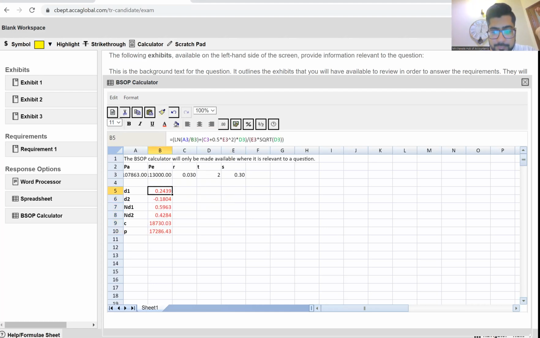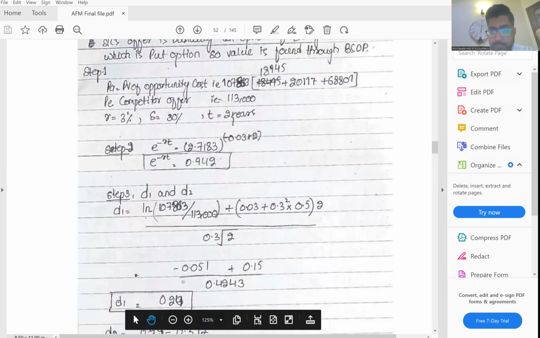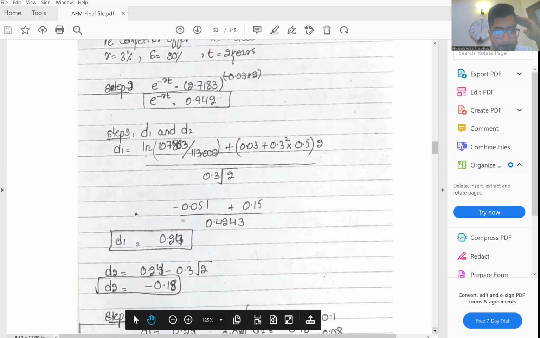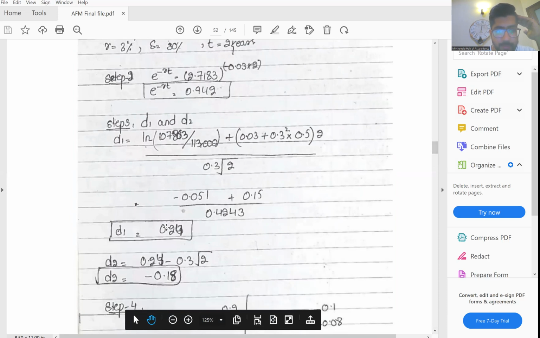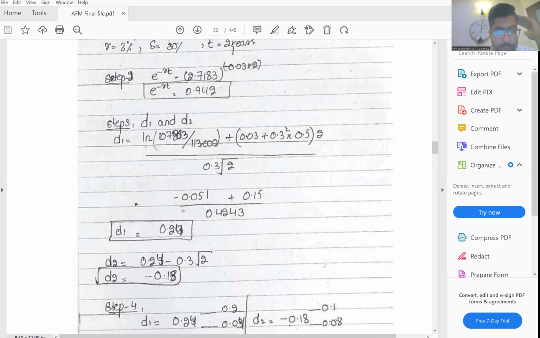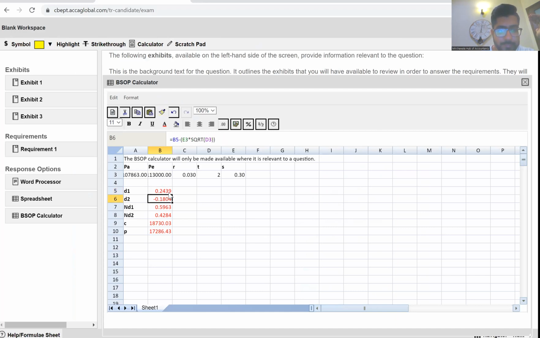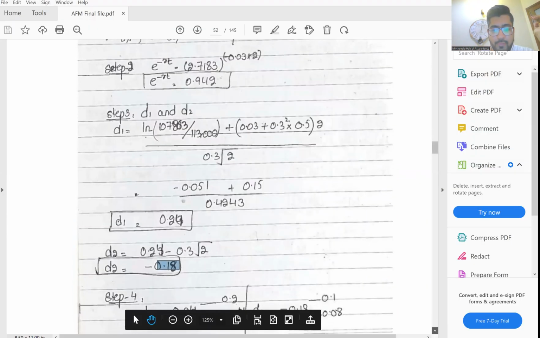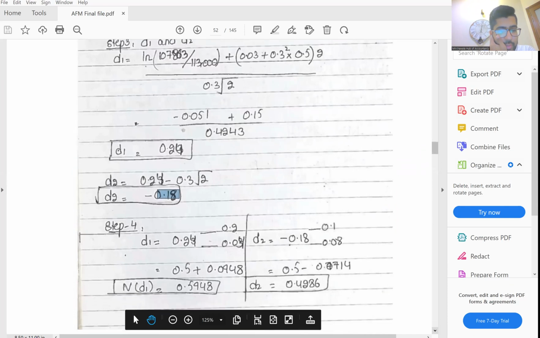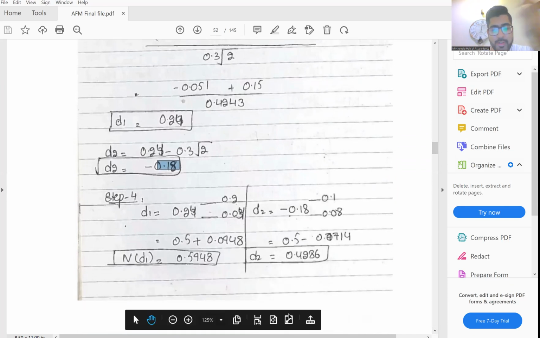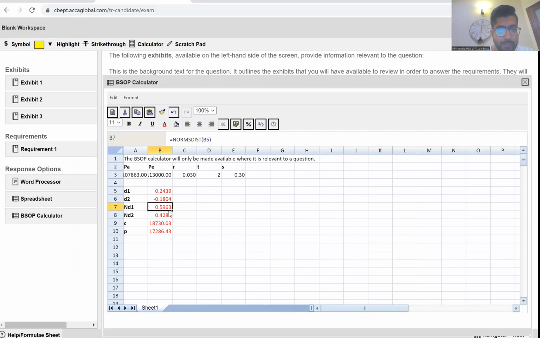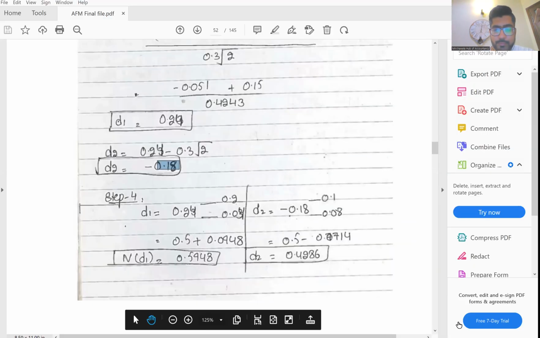D1 is 0.24. So here, check my D1, manual working. It's 0.24. Can you see here, 0.24? And D2 is 0.18. So 0.24, 0.18. Automatic. ND1, ND2. I did such a long format for ND1 and ND2, so I got ND1 and ND2 as 0.59, 0.42. And then call and put 187, 172. Call and put I did manually.